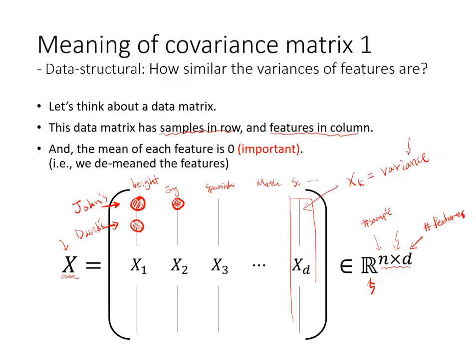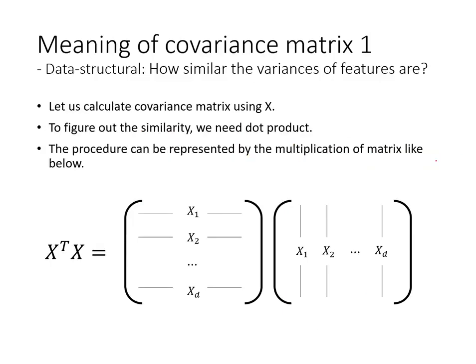It doesn't really mean the variance in the statistical sense. It's not the statistically defined variance. Let's just say how they change. We can say change. So to figure out the similarity, we need the dot product, right? And one of the advantages of using a matrix is that you can calculate the dot product without much effort.